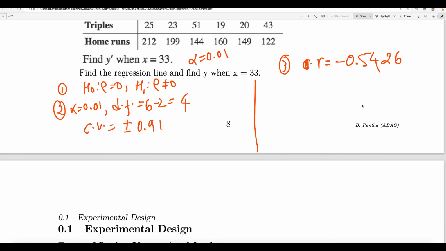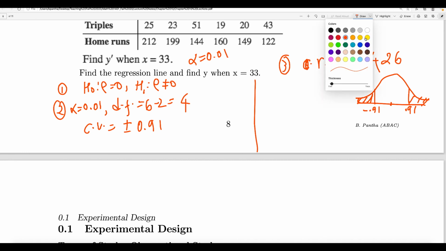So the critical values here are negative 0.917 and then positive 0.917, right? And then where does negative 0.54 fall? Will it fall here or here? It will fall here, right? So negative 0.54 actually falls here. Okay, so in this case you do not reject the null hypothesis, right?